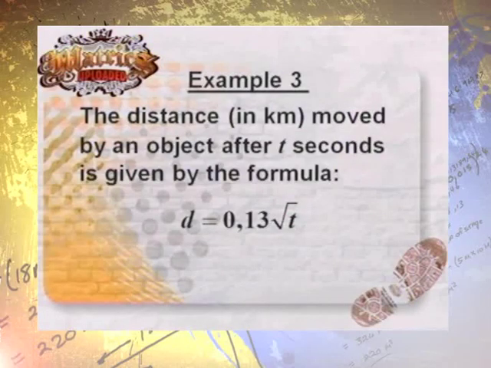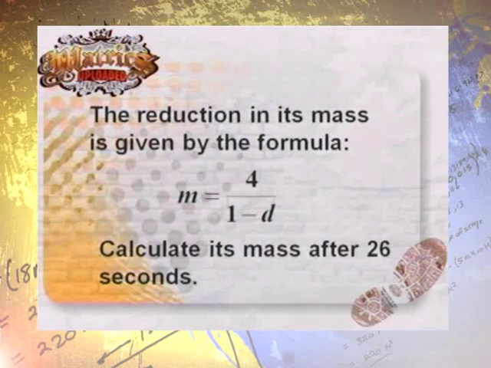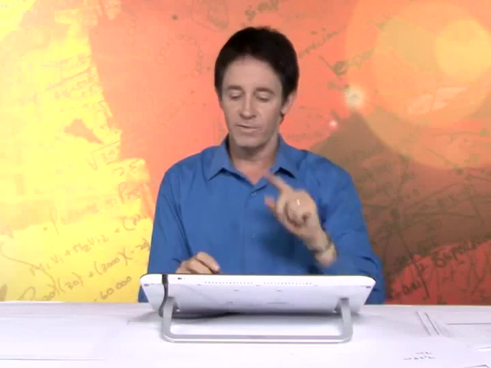Here's an example quickly. The distance in kilometers moved by an object after t seconds is given by the formula distance is 0,13 multiplied by the square root of t. A bit of physics here. The object's moving. Now, very important, let's carry on. The reduction in its mass is given by the formula mass is 4 divided by 1 minus d. Calculate its mass after 26 seconds. Remember, this object is probably moving through the universe, and as it's moving, it's reducing its mass. Let's see what happens.